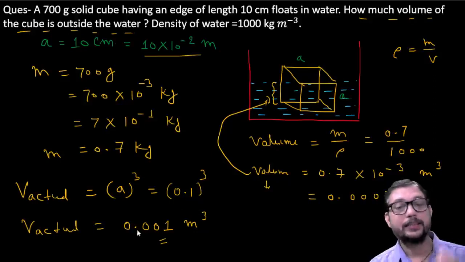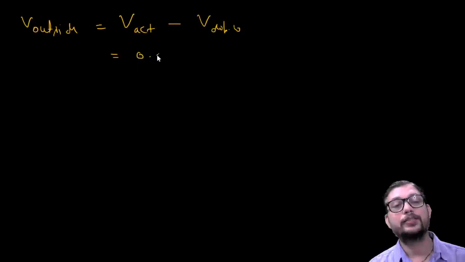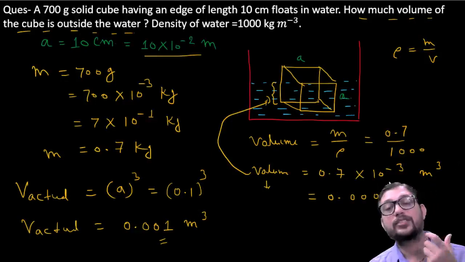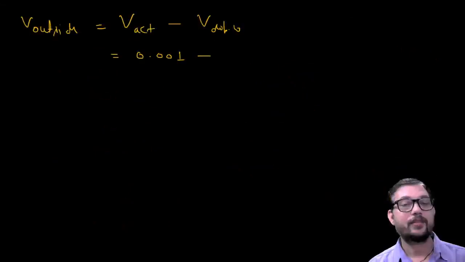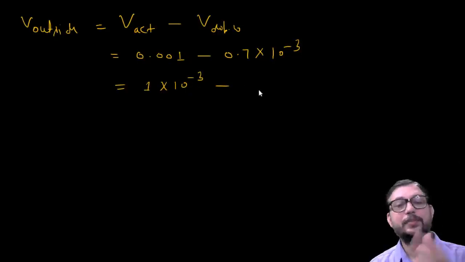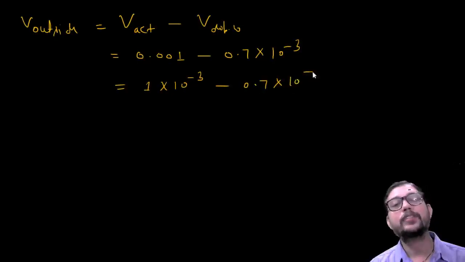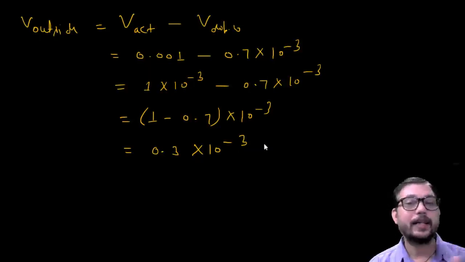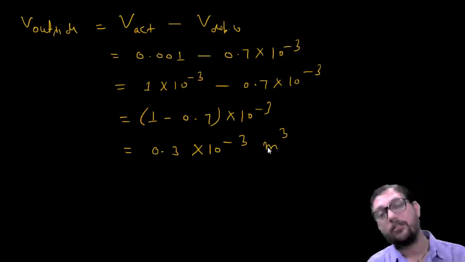So you can simply write this as 0.1 to the power cube, that is 0.001, minus 0.7 into 10 to the power minus 3. It can also be written as 1 into 10 to the power minus 3 minus 0.7 into 10 to the power minus 3. So it is 1 minus 0.7 times 10 to the power minus 3, which is 0.3 into 10 to the power minus 3. That will be in meter cube. So this is the volume which is outside of the water.